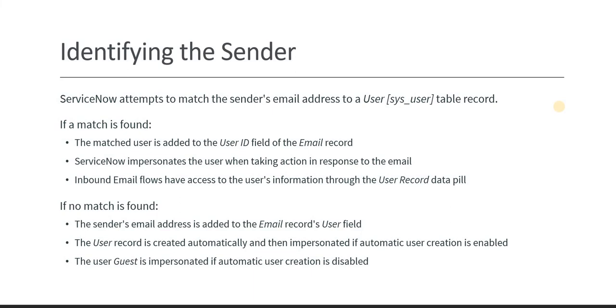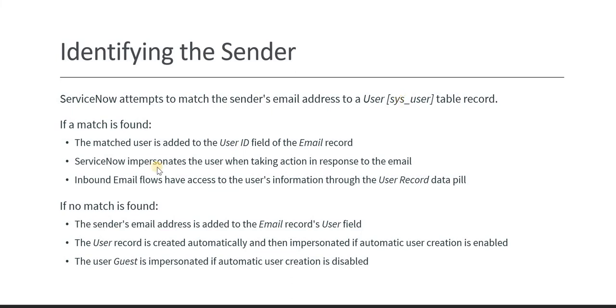Next is identifying the sender. How can we identify which sender has sent an email? That is automatically attempted by ServiceNow, where it will try to find the email from the sys_user table. So for example, if it has received an email from harditsingh@hotmail.com, it will try to find which user has harditsingh@hotmail.com in the sys_user table, and it will identify and match that user with the sender of that email.